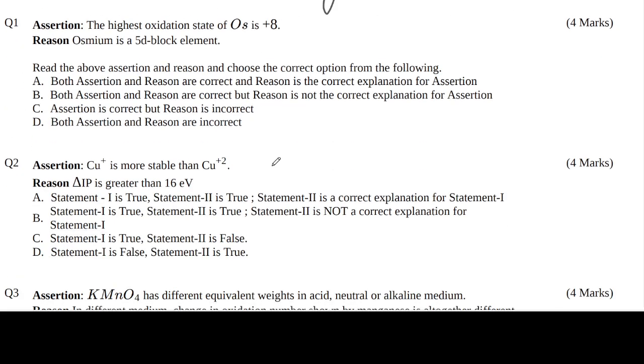Now let's move to the assertion and reason kind of questions. The first question: the highest oxidation state of osmium is +8, and osmium is a 5d block element. The assertion is true. Remember, assertion is true, but the reason is false. Osmium can show +8, but the reason is not correct. Assertion and reason both are true statements, but the reason is not the correct explanation.